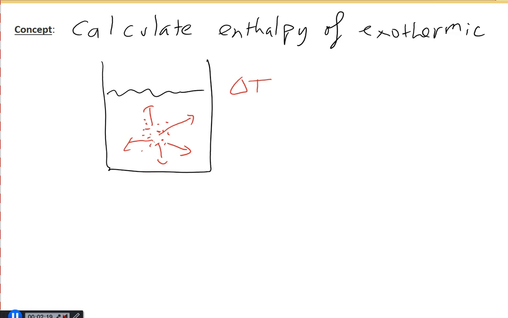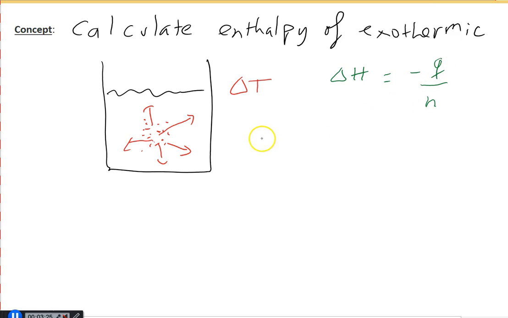and has an increase in temperature. So the enthalpy of reaction, which is denoted as delta H, is actually the opposite of the energy that is gained by the water, which is called Q, divided by the number of moles of the reactant.